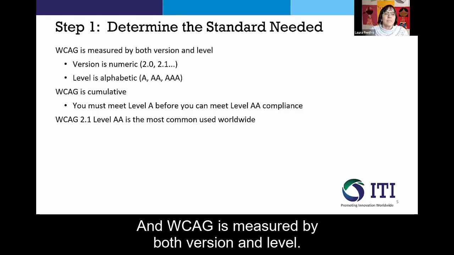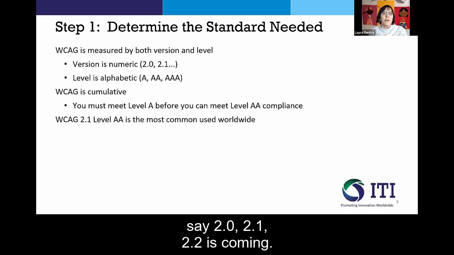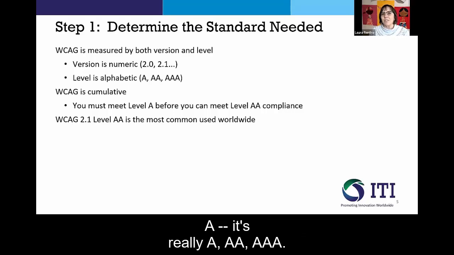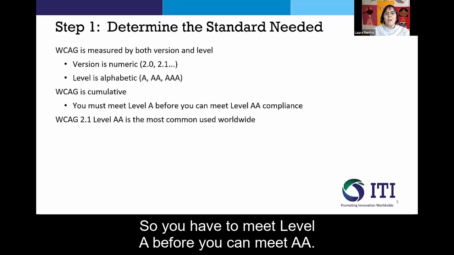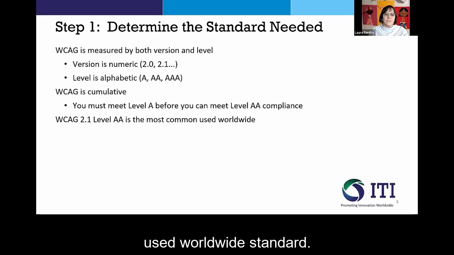And WCAG is measured by both version and level. So the version is numeric, so it might say 2.0, 2.1, 2.2 is coming. The level is alphabetic, and it's really A, AA, AAA. So WCAG is cumulative, so you have to meet level A before you can meet AA. And then WCAG 2.1, level AA, is the most commonly used worldwide standard.